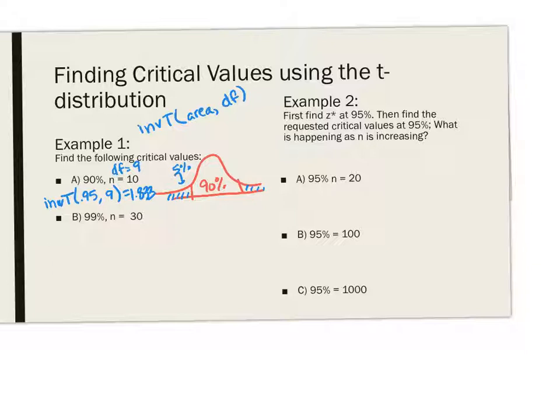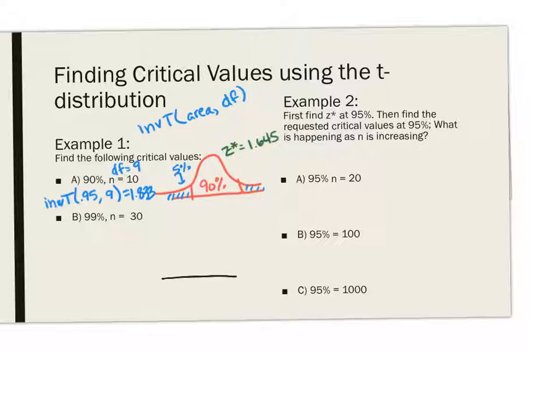How does that compare to a Z at 0.95? Well, your Z star at 90% is equal to 1.645. Notice that this T value right here is bigger than the Z value. That's because it's allowing for more error in the tail. That's what it's doing. It wants to give you more error in the tail, and the Z will always be smaller than T.